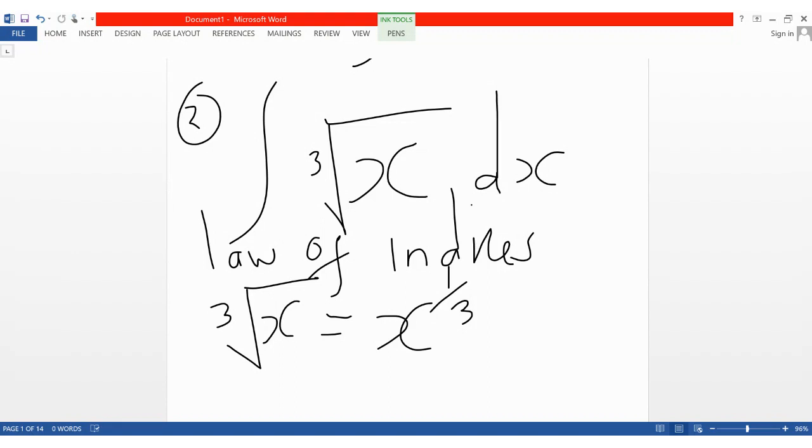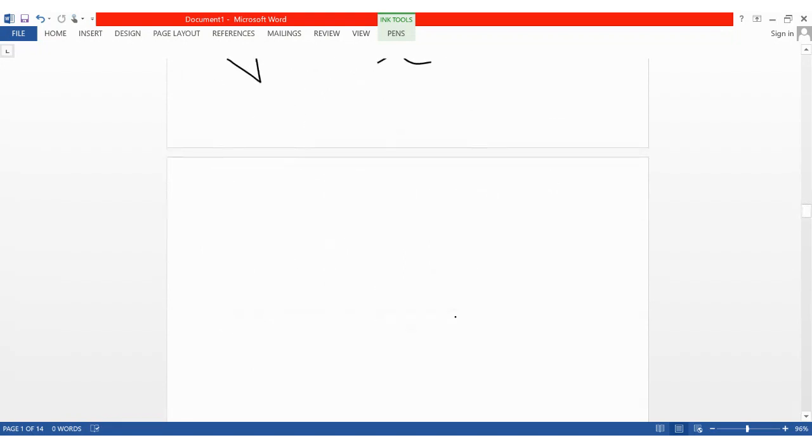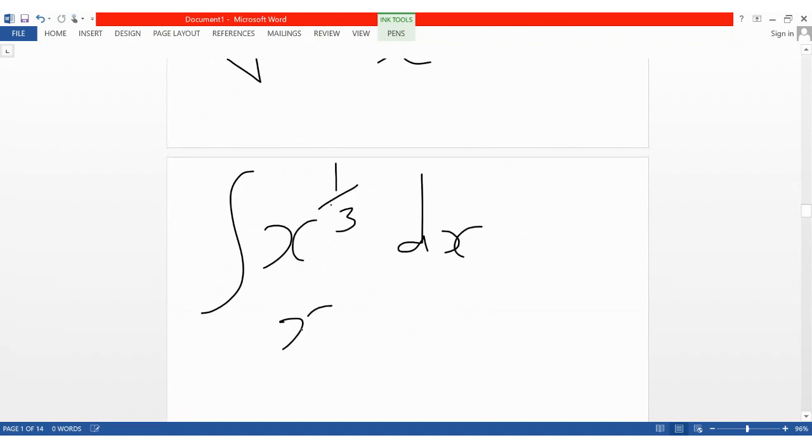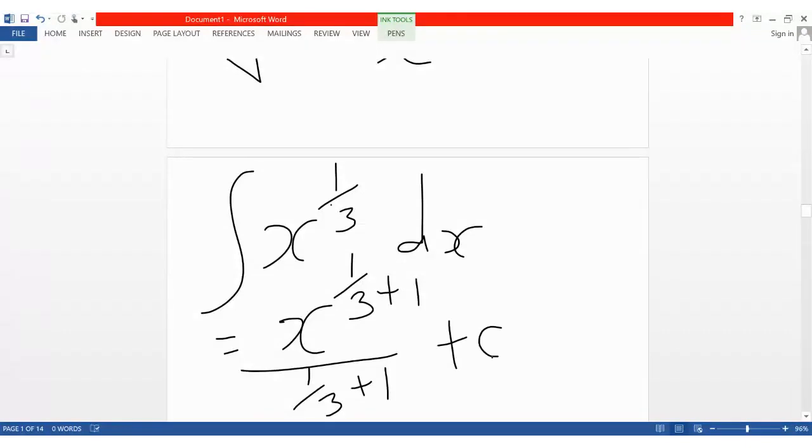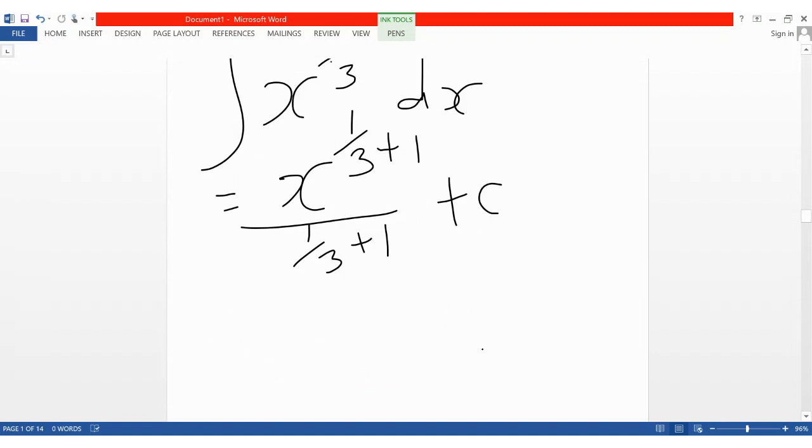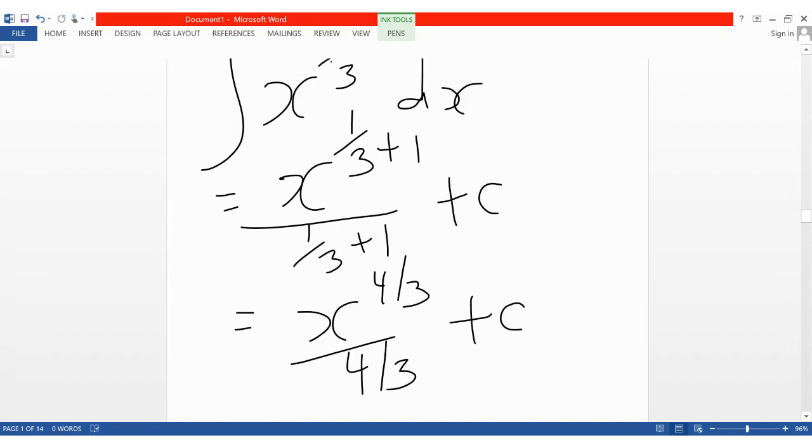Let me now do this one. It becomes simple. x to the one third, so I'll have x to the 1 over 3 plus 1, all over 1 over 3 plus 1, plus c. When you do 1 over 3 plus 1, what do you get? You get 4 over 3, all over 4 over 3, plus c. After doing that, you can easily see this one come up.